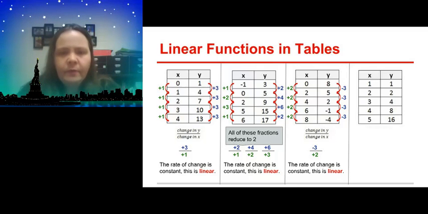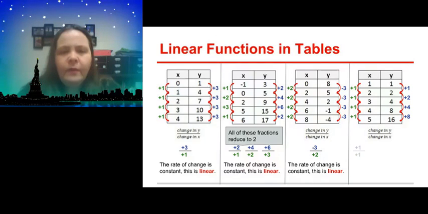Looking at the final table, if we look at the first rate of change, we see y increases by 1 and x increases by 1. When we look at the next change, we see that y increases by 2 and x increases by 1. And then y increases by 4 and x increases by 1. And then y increases by 8 and x increases by 1.